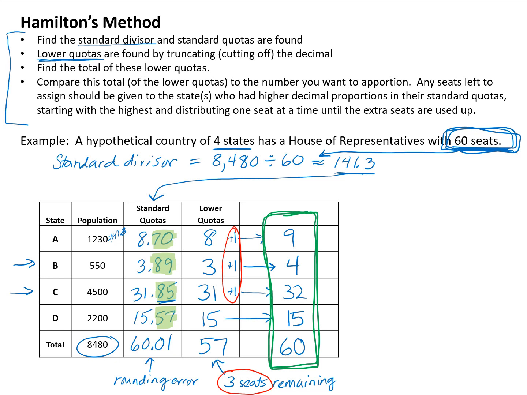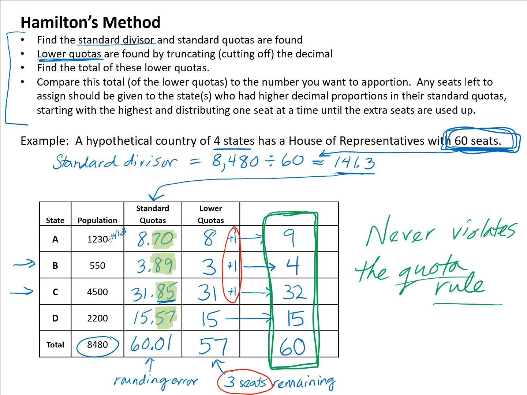And just keep doing that until you've used up all the extra seats. Now, the great thing about this is it will never violate the quota rule. The reason it won't violate the quota rule is because you start, every seat first goes down to the lower quota. The lower quota is the lower end of what's fair for a state. And then at most, Hamilton's method says you give everybody 1 extra seat on that lower quota. So you end up at most at the higher end of being fair for every state. So you never go beyond what's fair for any particular state. So the quota rule is never violated. So that's one advantage of Hamilton's method over Jefferson's method.